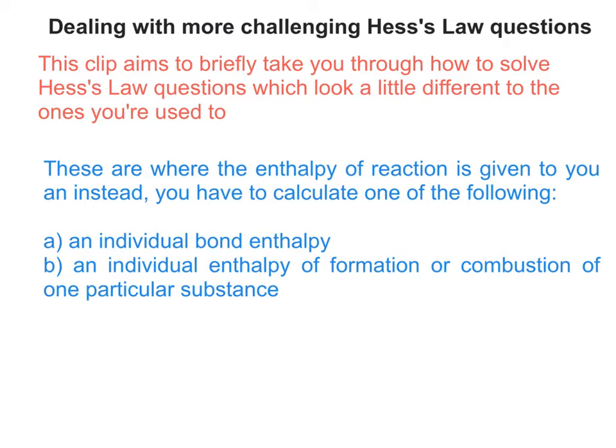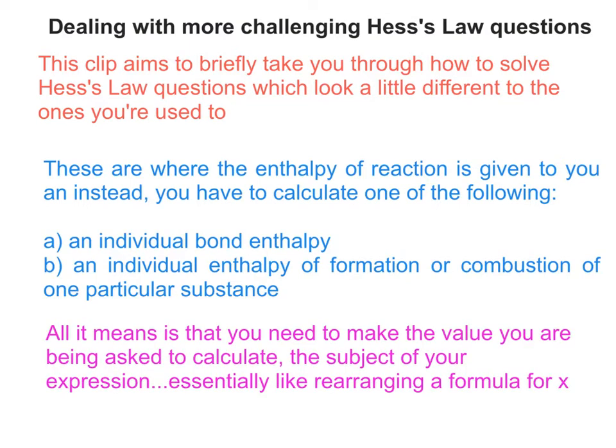So in a nutshell, what will happen is, because you already have the answer to it, so to speak, there'll be a part of the process, a part of the calculation that you'd normally have that's actually missing. For example, an individual bond enthalpy for a certain bond, or a specific enthalpy of formation or combustion of one particular substance that's in the indirect route.